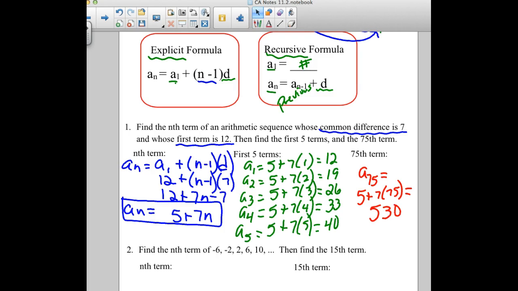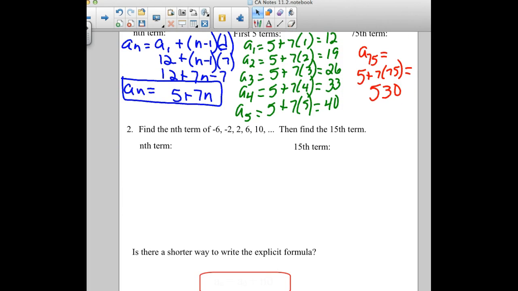All right, second example says find the nth term of the sequence -6, -2, 2, 6, 10, etc., and then find the 15th term. So this time they're giving just a list of numbers instead of telling you all the information about it. But from that list, can you identify the first term? Okay. So the -6 would be my a sub 1.